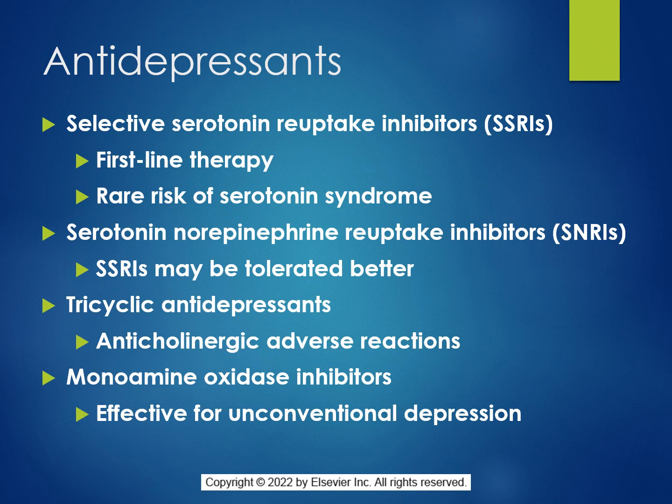So now let's talk about our antidepressant classes, and you will need to be able to differentiate between these classes. So your SSRIs are the first line therapy. Rare risk of serotonin syndrome. Some examples of SSRIs are sertraline, which is Zoloft, fluoxetine, which is Prozac, and escitalopram, which is Lexapro.